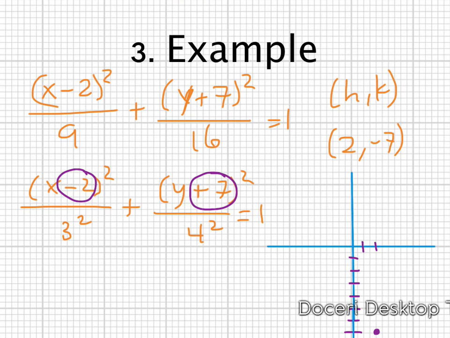So then I look at my a and my b. And actually, you'll notice I have 3 here and 4 here. So which direction is this going? Since 4 is the bigger number underneath y, that means this is going to be going vertical. So what that means is, in the x direction, I'm going to go 3 units left to right. So from my center, I go over 3 units and put a point. And going the other direction, I put a point 3 units to the left.